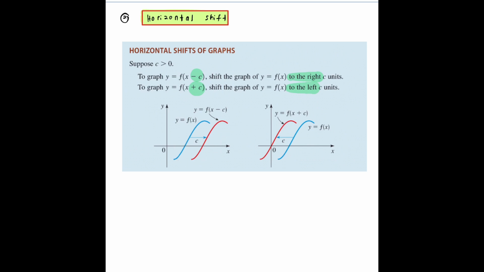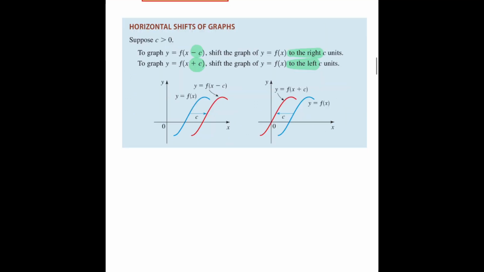This is the illustration. The original graph is the blue color. If you have minus c, your graph will be moving to the right side. The red color graph is the new one. If you have plus c, moving to the left side. Okay, they contradict with the first method just now.